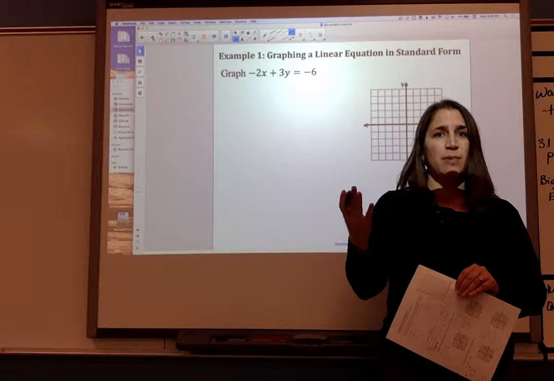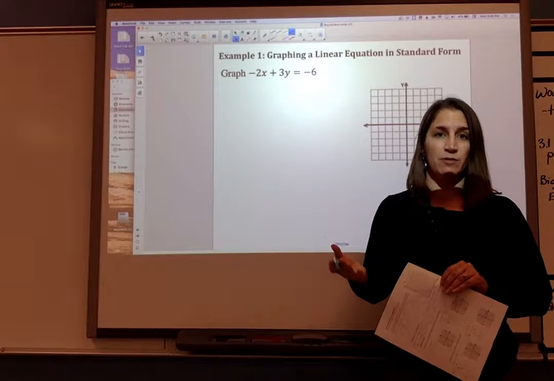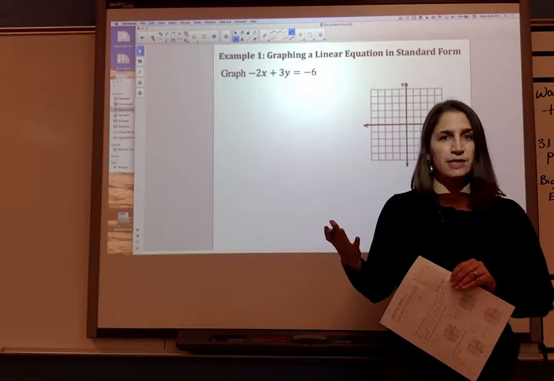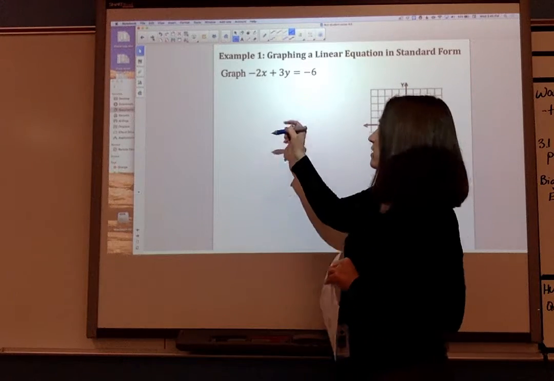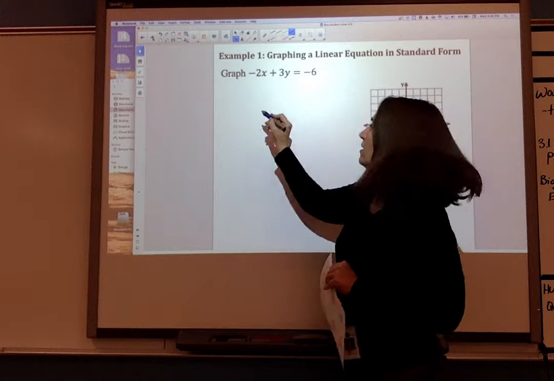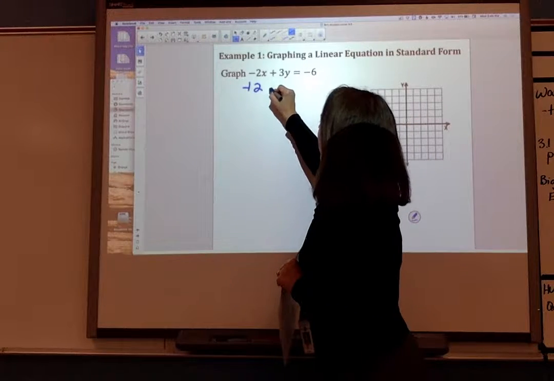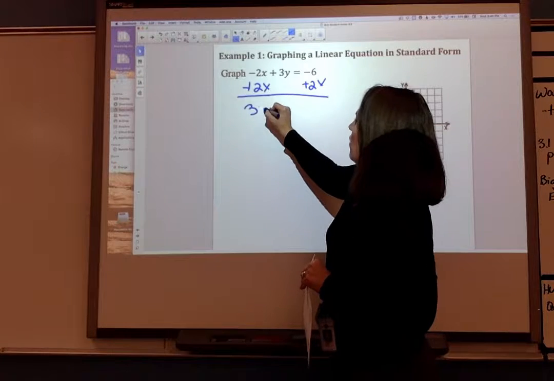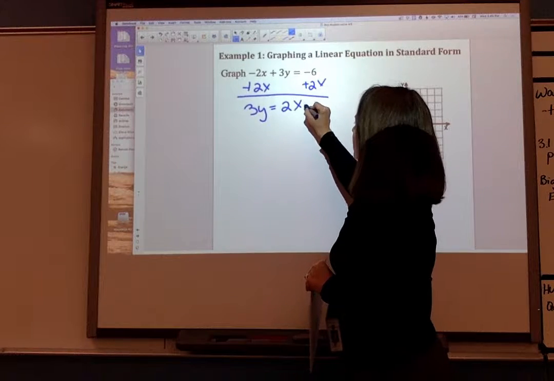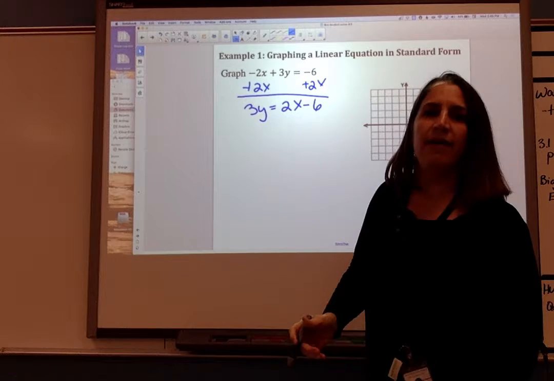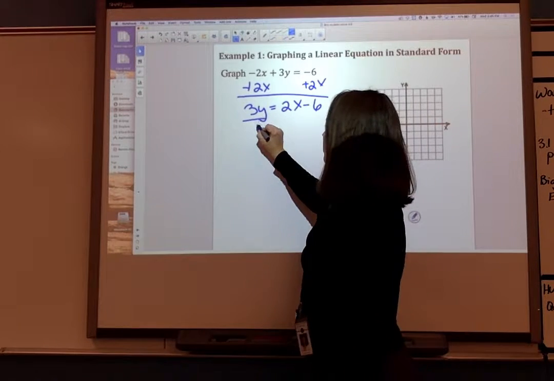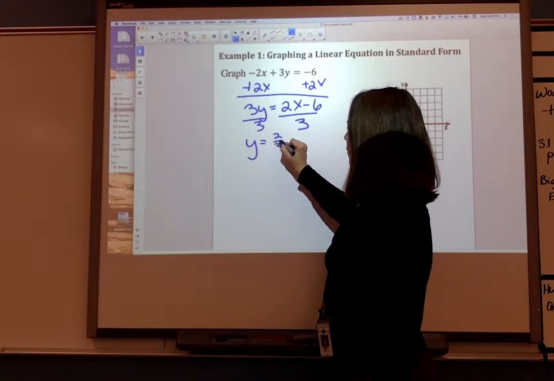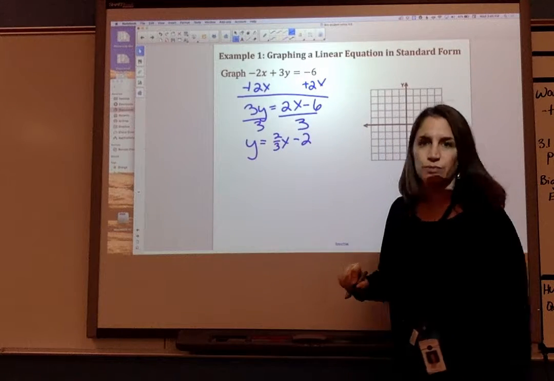And we're going to graph this by converting it to slope-intercept form, and then we know how to graph it. So we know slope-intercept form is y equals mx plus b, so we need to solve for y. So we're going to add 2x to both sides, and we'll get 3y equals 2x minus 6. And then to solve further for y, we need to divide both sides by 3. Y equals 2/3 x minus 2.